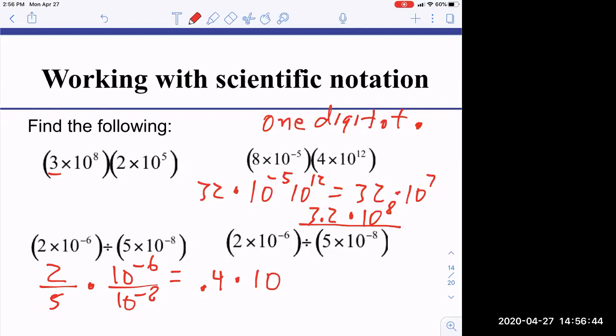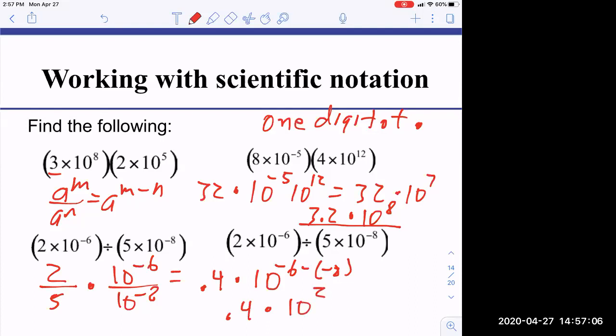Now we're going to subtract. -6 subtract -8. That's the rule of exponents. A to the m over a to the n is a to the m subtract n. That's why you took algebra all those years ago. So that's 0.4 times 10 to the +2.